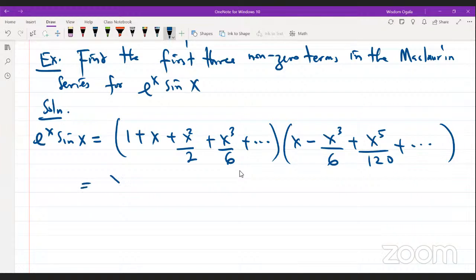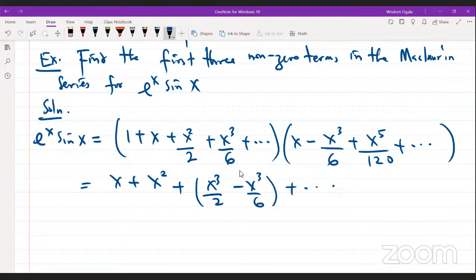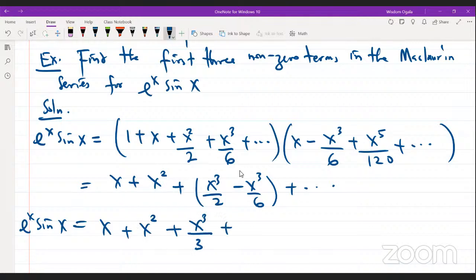If you keep doing that, you're going to end up with x plus x squared plus x cubed over 2 minus x cubed over 6, on and on. It goes on forever. So at the end of the day, the Maclaurin series for e to the x sine x is x plus x squared plus x cubed over 3, on and on. Okay, I hope this makes sense.